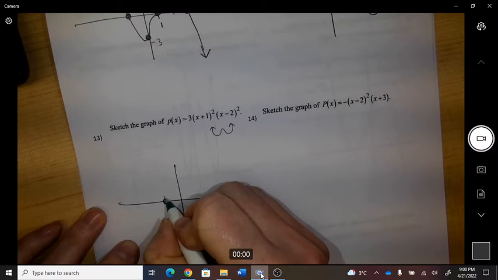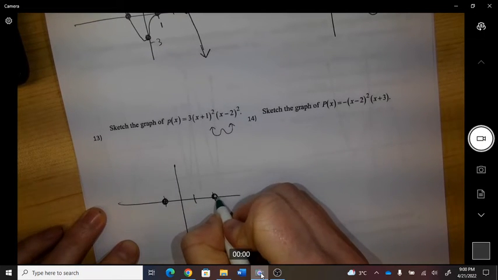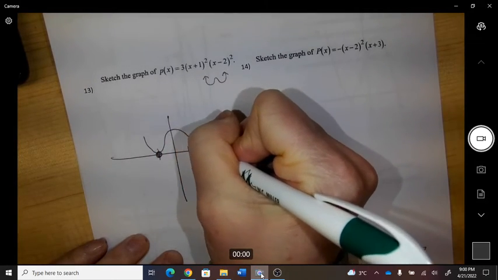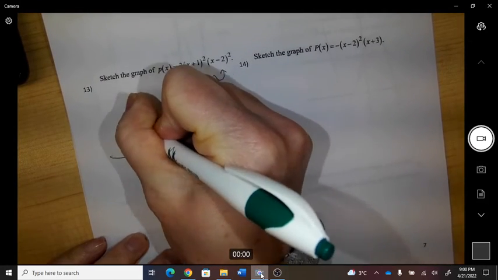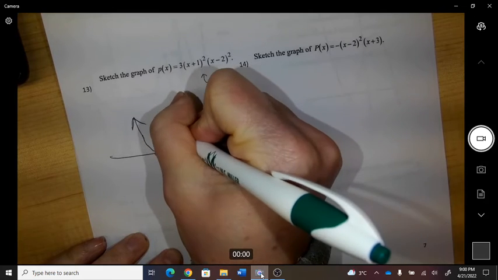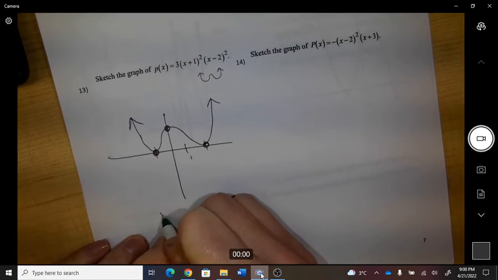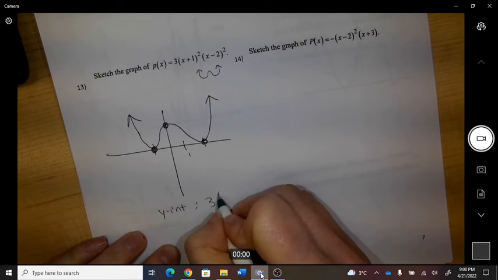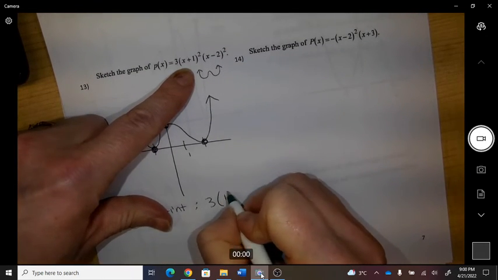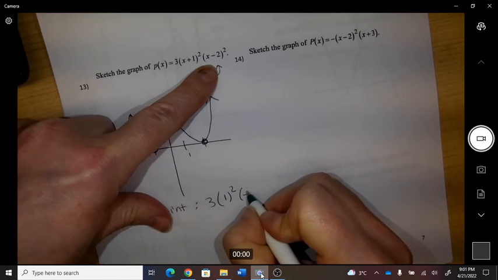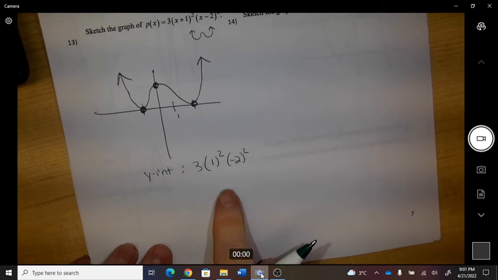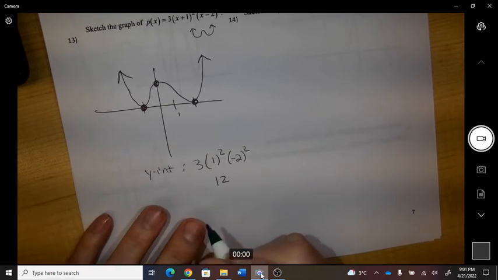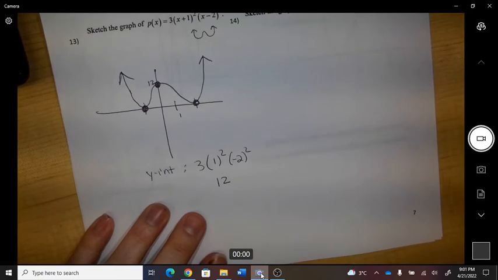Okay, this sketch is squared, so that makes a 4th positive. So at -1 I'm going to bounce, and at +2 I'm going to bounce. And so I'm just going to draw that. And then what is the y-intercept? So 3 in the front times 0 plus 1, 1 squared, -2 squared. So 3, 1, 4, that's going to be a 12. So the height on that is 12.